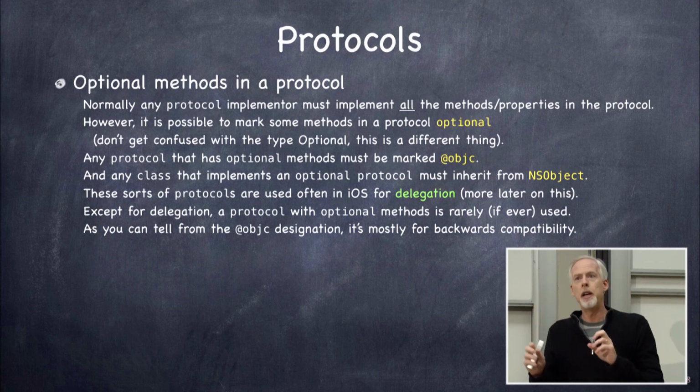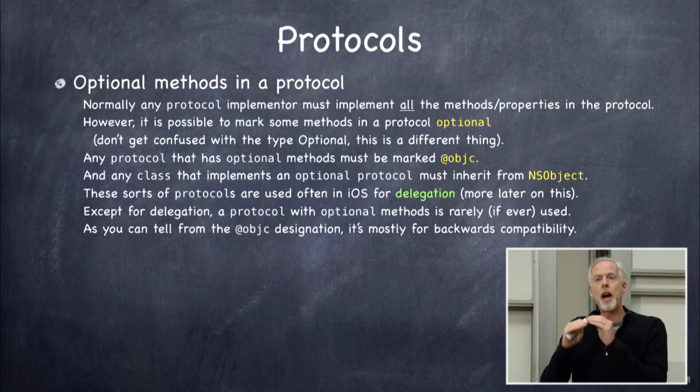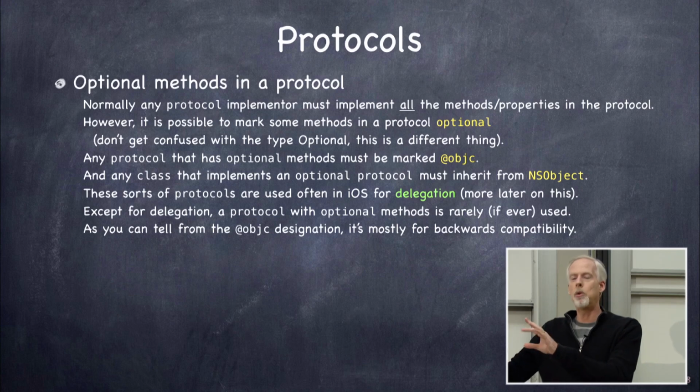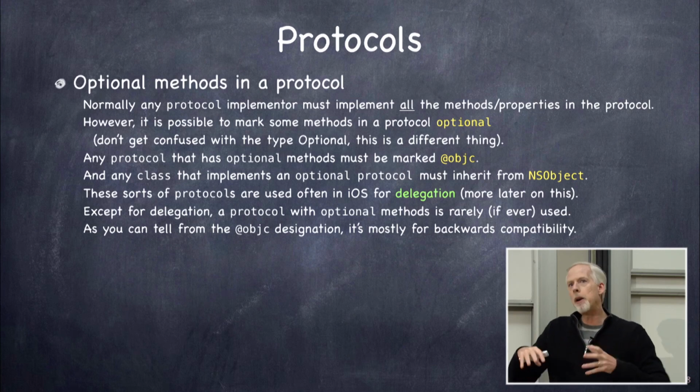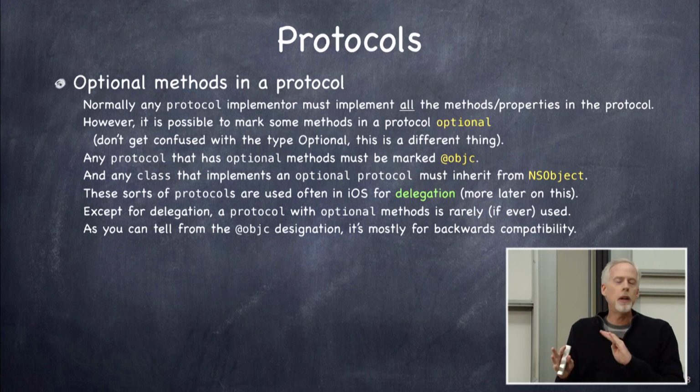And the only difference is that now methods inside of your protocol can be marked optional. Not optional like, you know, question mark, exclamation point, that kind of optional enum. I'm talking about optional like you can optionally implement the method. You don't have to implement it if you don't want to. Okay? So that's a special kind of backwards compatibility mode to Objective-C. But in Swift, we don't do that.